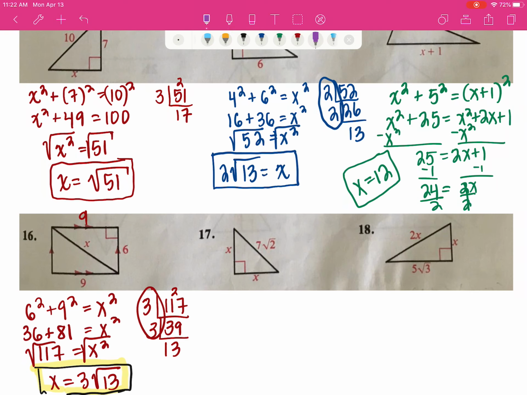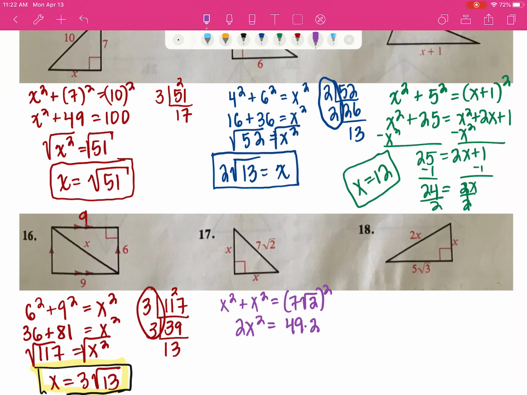The next problem, I've got my leg squared plus my leg squared. So x squared plus x squared is equal to 7 times the square root of 2 squared. Well, that looks familiar. We actually did that problem earlier. x squared plus x squared is 2x squared. 7 times 7 is 49. Square root of 2 times itself is 2. So that gives us 98.